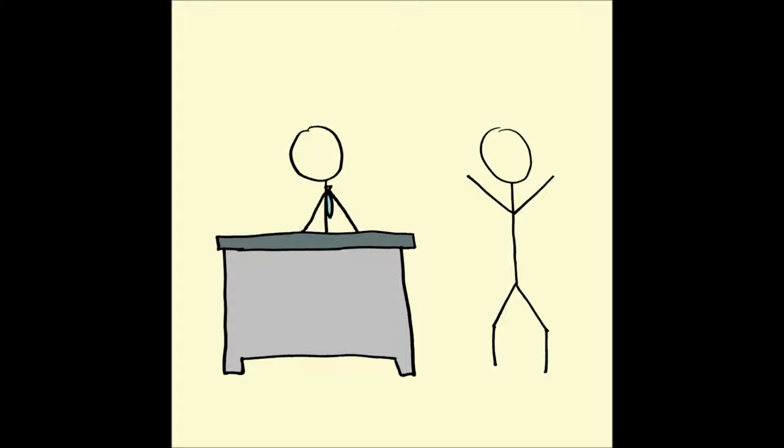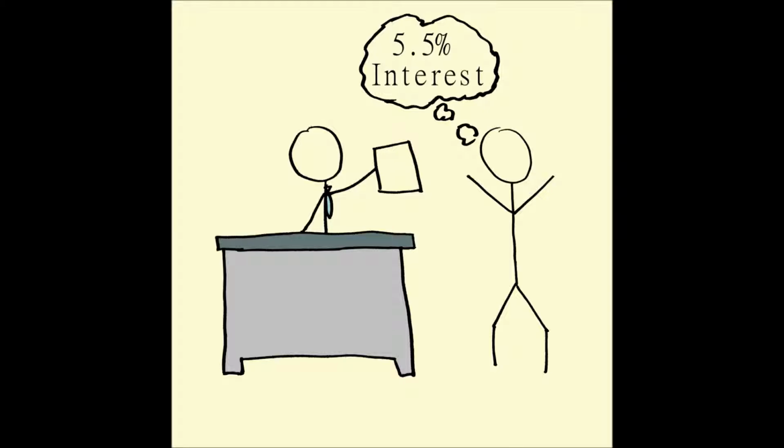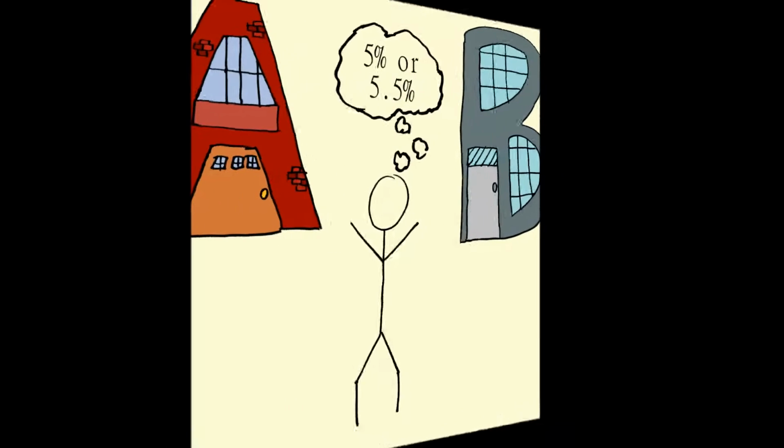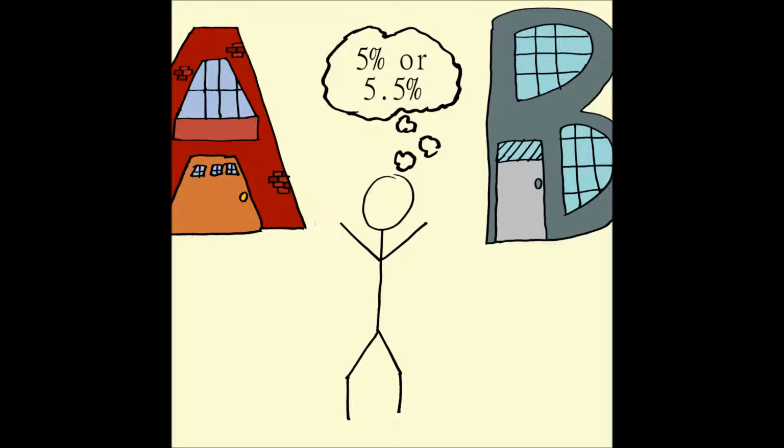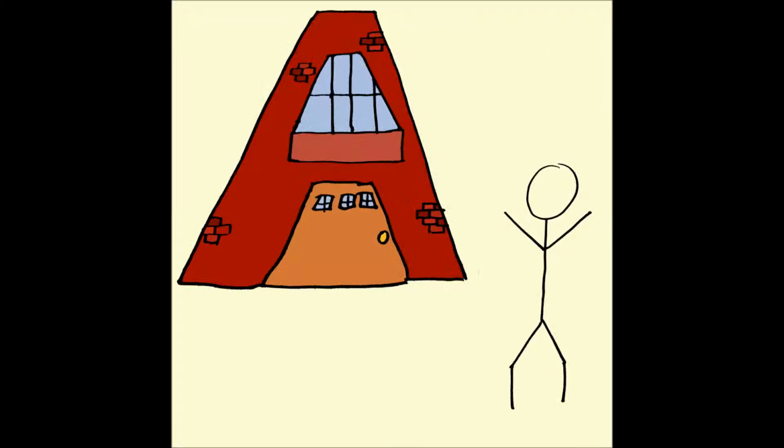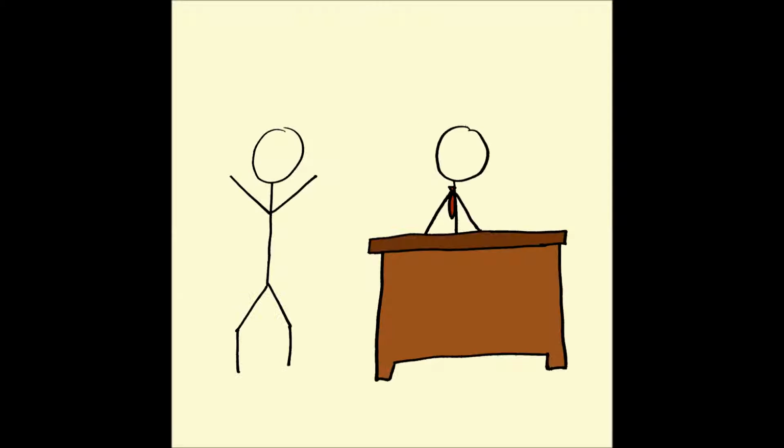You speak to a loan officer, and he hands you a loan agreement. On the surface, it's pretty similar, with an interest rate of 5.5%. You compare the rates, and as a 5% interest rate is better than a 5.5% interest rate, you go to A Bank. Same loan desk, same loan officer.